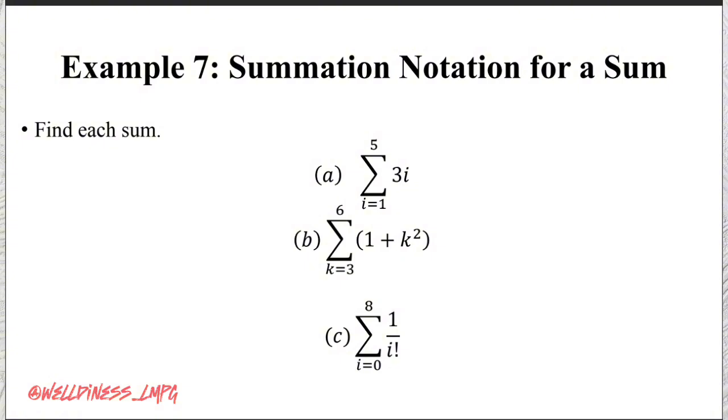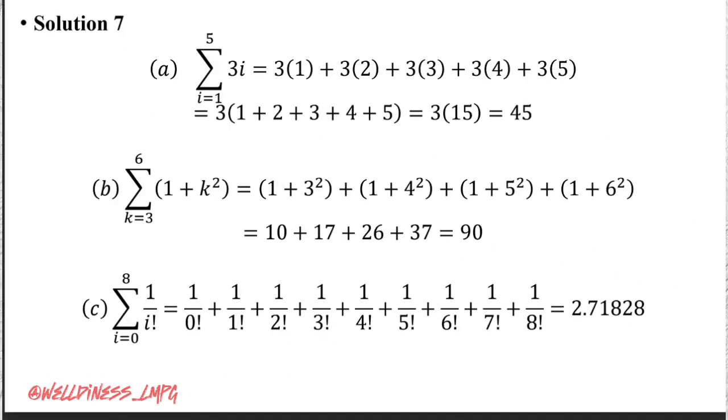You can see the first one, A, we have 3i, and we sum it from 1 to 5. We have 1 plus k squared, where k starts with 3, and we sum up to 6. And we have 1 divided by i factorial, where i starts with 0, and we sum it up to 8. So we are going to solve a lot of questions, but let's look at how these ones were solved.